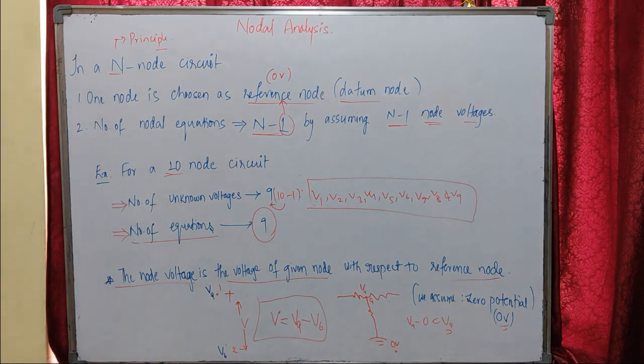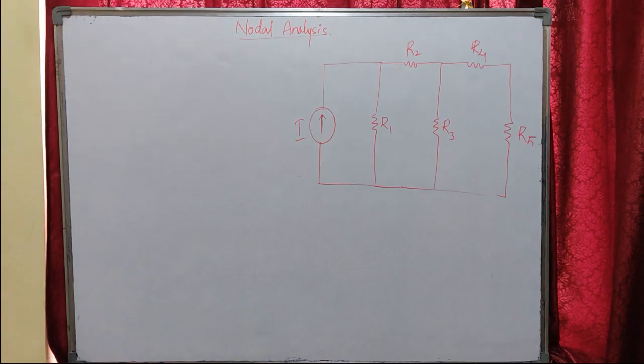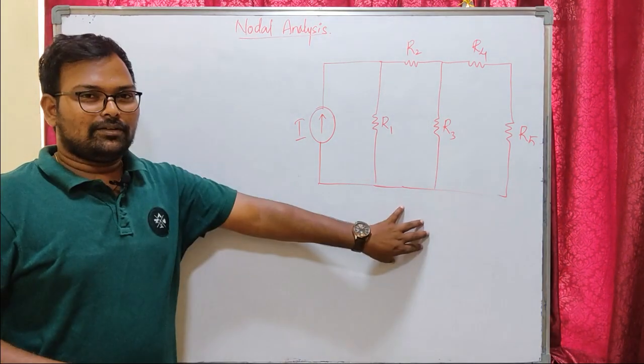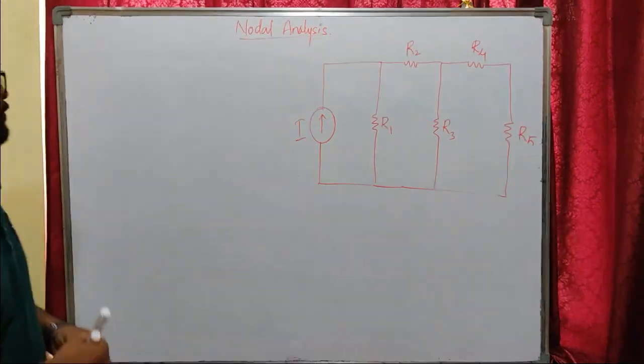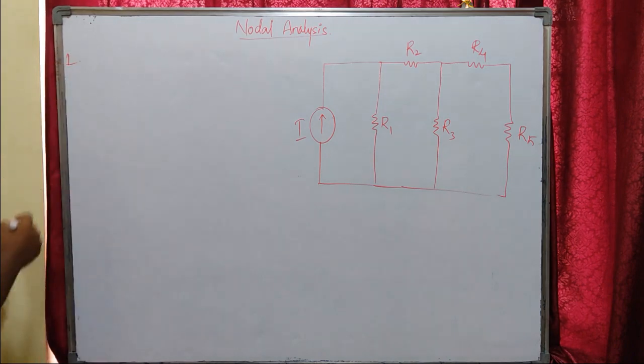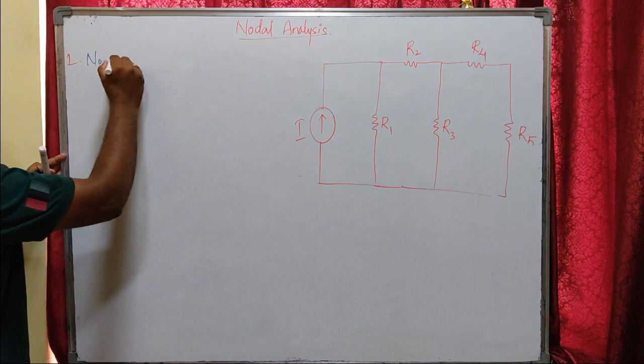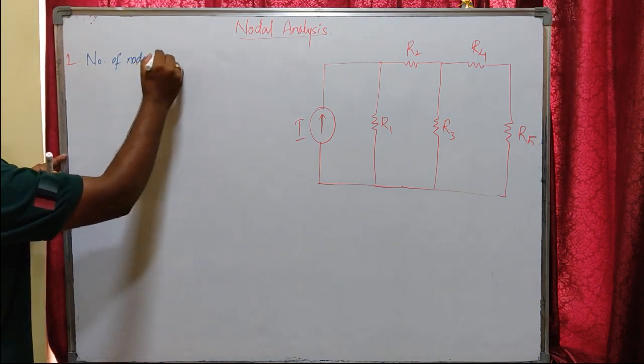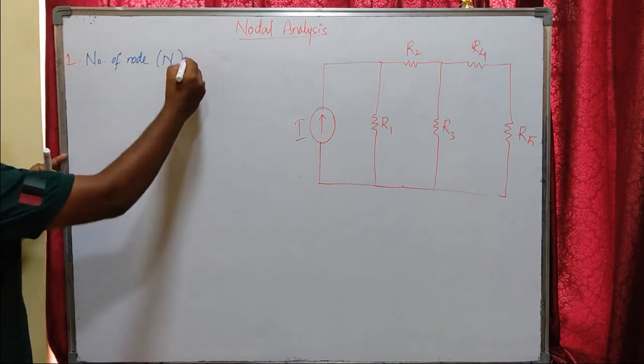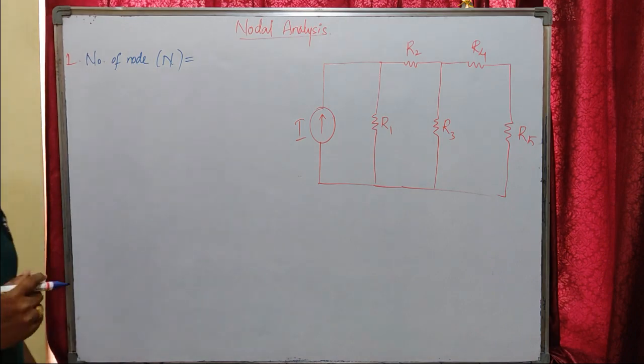Okay, here we have a circuit. Let us apply nodal analysis to the circuit. The first step is to calculate the number of principal nodes, which we denote with capital N. So let us find the number of principal nodes here.